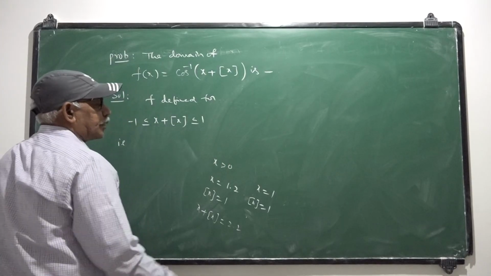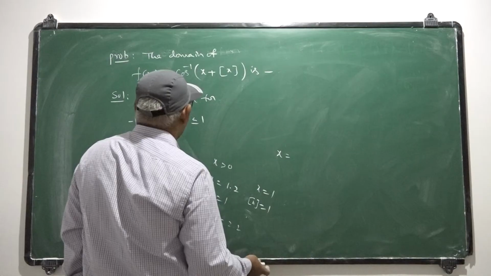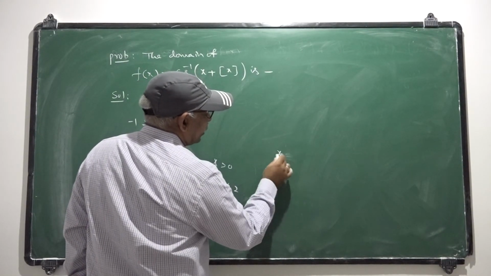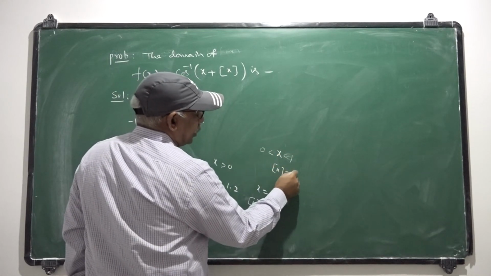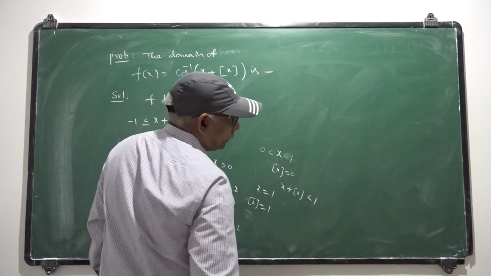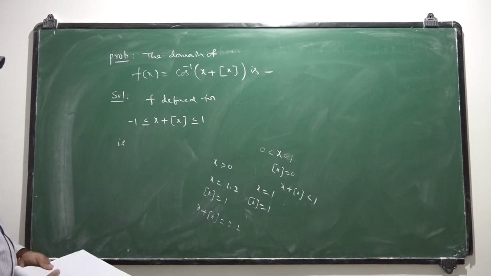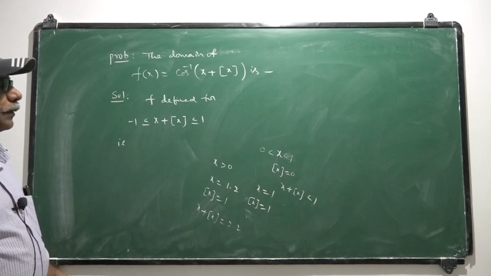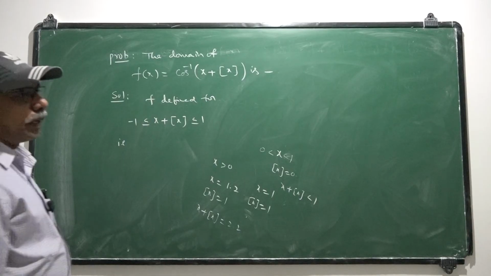So at maximum, suppose x lies between 0 and 1. Step x equal to 0. Hence, x plus step x is clearly less than 1. In particular, x equal to 1 also gives 2. It cannot be 1. So x plus step x is less than 1 whenever x lies between 0 and 1.